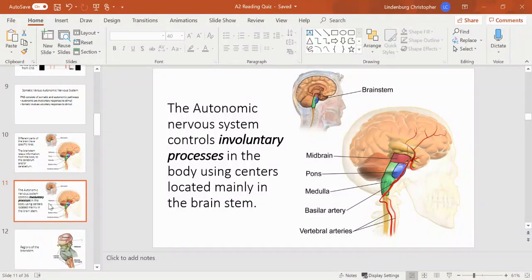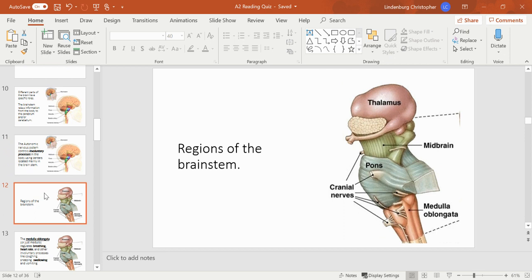Okay, so the autonomic nervous system, or the involuntary processes, they all rely on centers located mainly in the brainstem. That cardiovascular center was one example. But there are others, and they're all in the brainstem, and they're going to help your body do things that don't require any thought or analysis. So that's mainly what your brainstem is up to. And we're going to go over now the different parts of the brainstem.